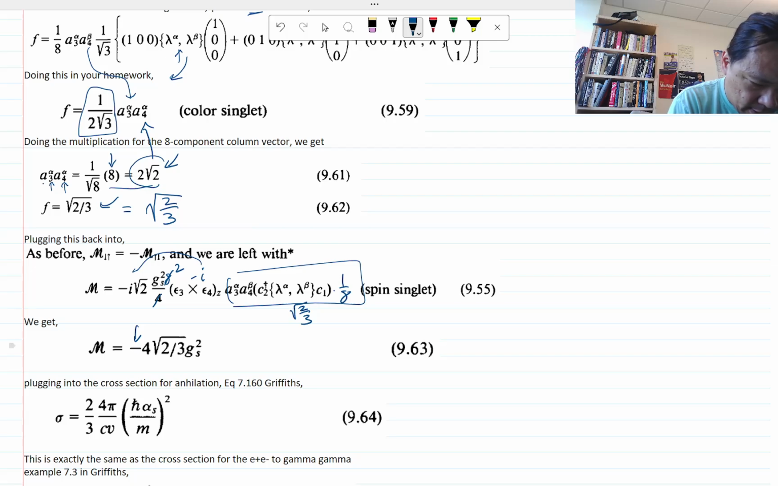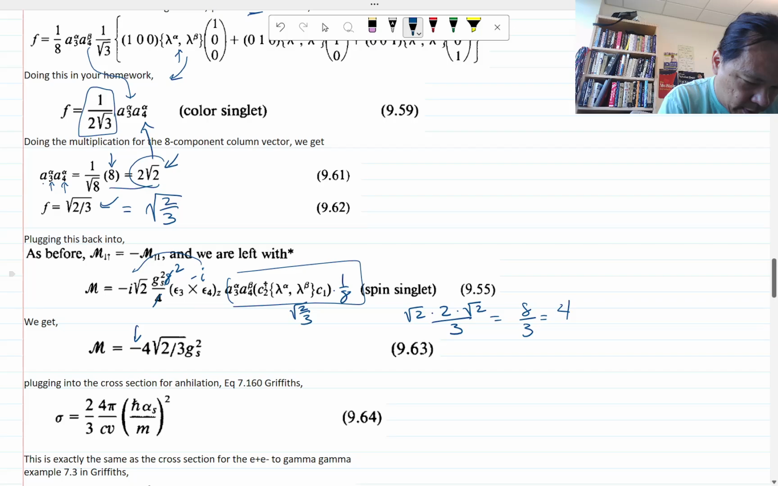And then basically what you have here is square root of 2 times 2 times square root of 2 over 3, right? So this will be, let's see, so this will be 8 over 3, right? And then for whatever reason, right, so this will be 4.